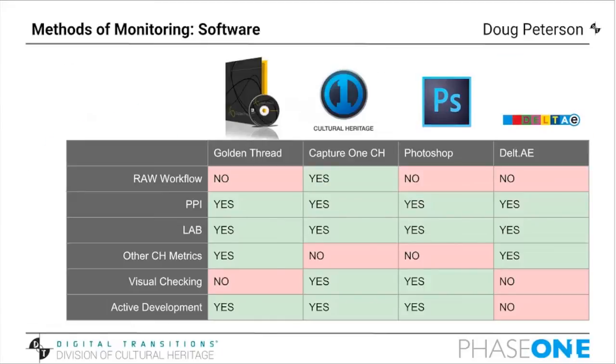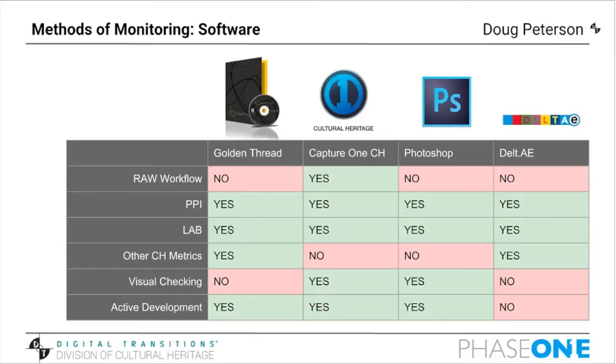So what software can we use then to make these numerical or software-based analyses? We've got Golden Thread, Capture One CH, we've got Photoshop, and a website called Delt.ae. So that's software running as a website, software as a service. So let's take a look at the pros and cons of each of these, because they all have their place, and we see these used by our institutions, each and every one of them.